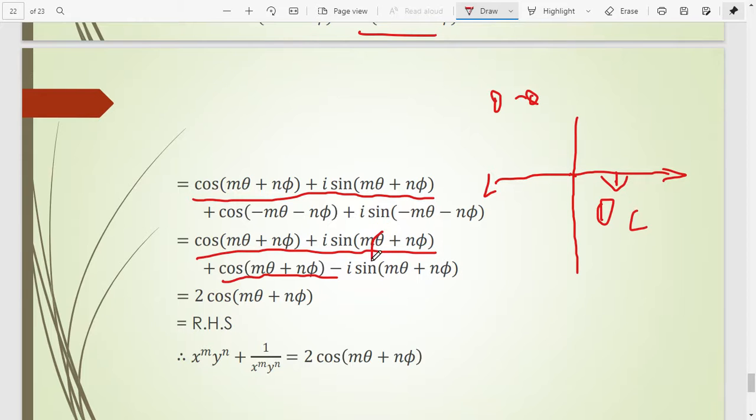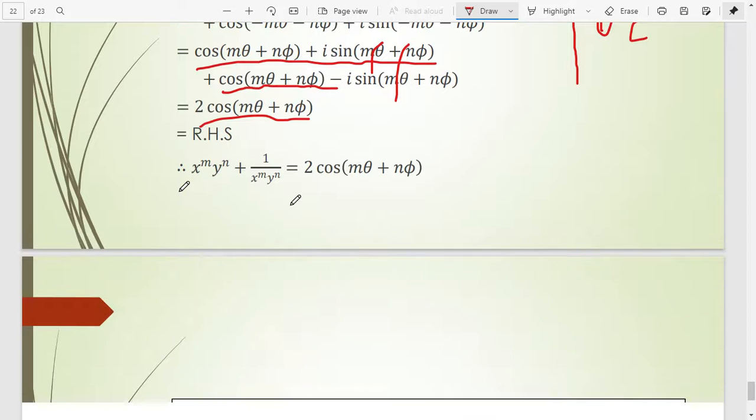So this cancels out, and this is 2 cos m theta plus n phi. This is right hand side. So this completes the proof.